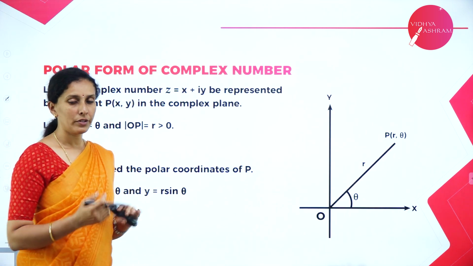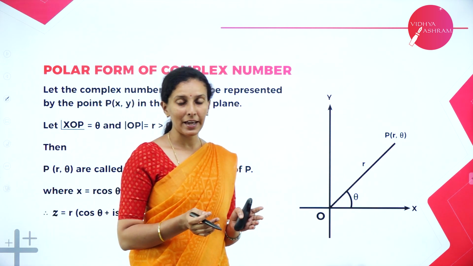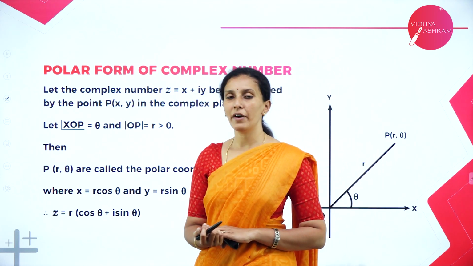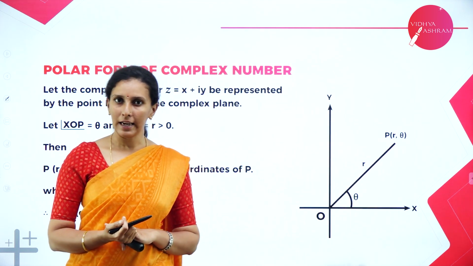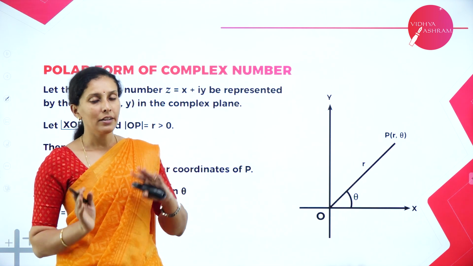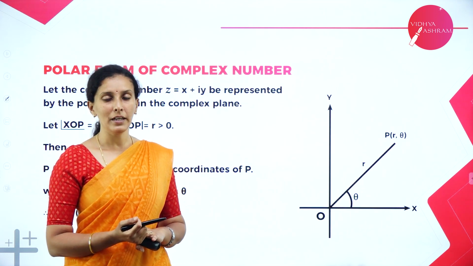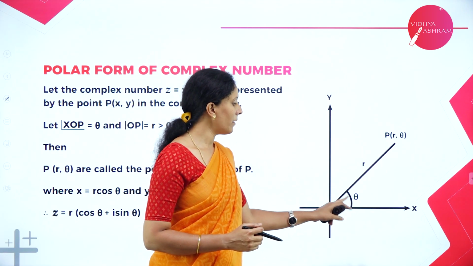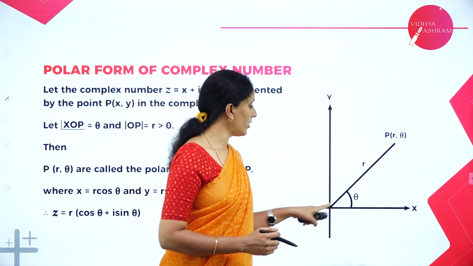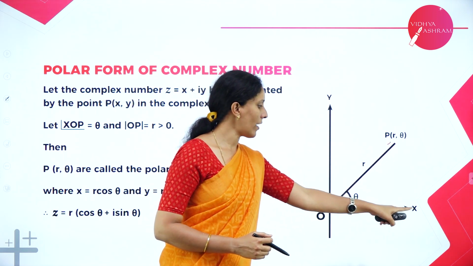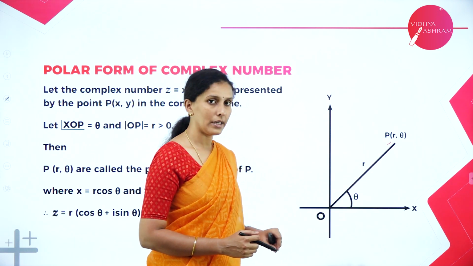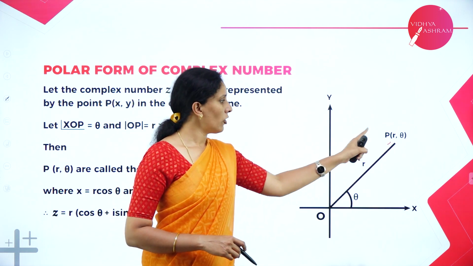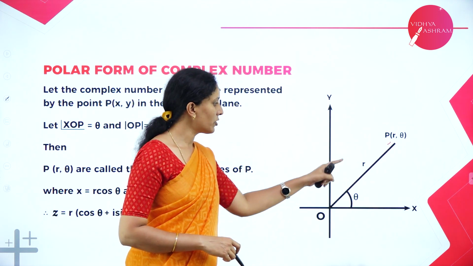Next, we have the polar form of a complex number. I already told you that any complex number in the form x plus iy or a plus ib can be represented in the system of coordinates as x comma y or a comma b, and that is called the Argand plane. So we have another form of representing a complex number, that is the polar form. Consider x and y axes here. Let theta be the angle created by the line segment OP. Angle XOP is equal to theta here, and the distance is r, and the point P of x comma y can be represented in terms of r and theta.